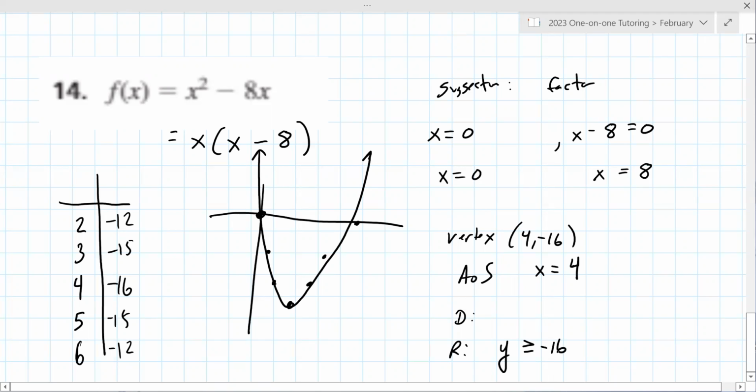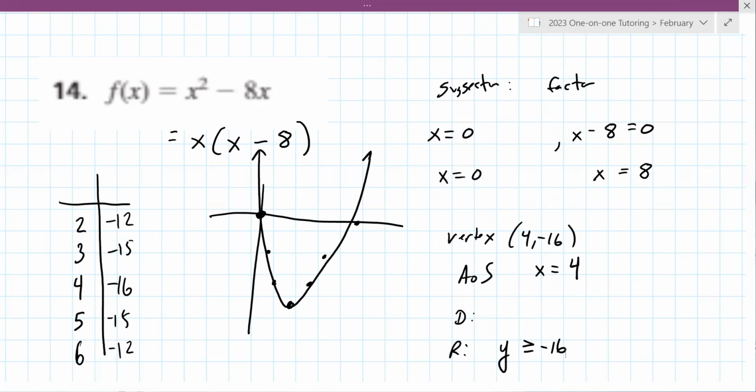And the x-intercepts are (0, 0) and (8, 0). Good. It almost lends itself to a table of answers for every one of these, but that's kind of your call on that.